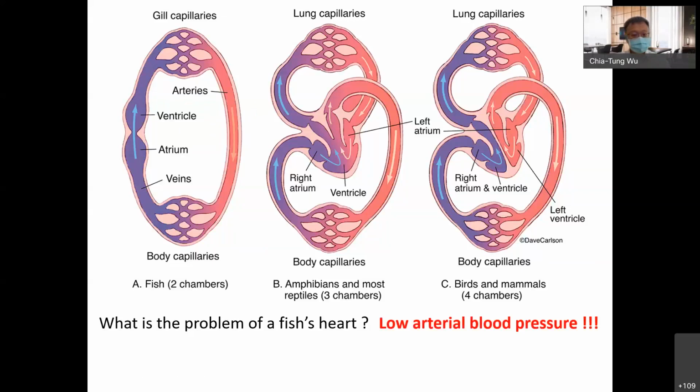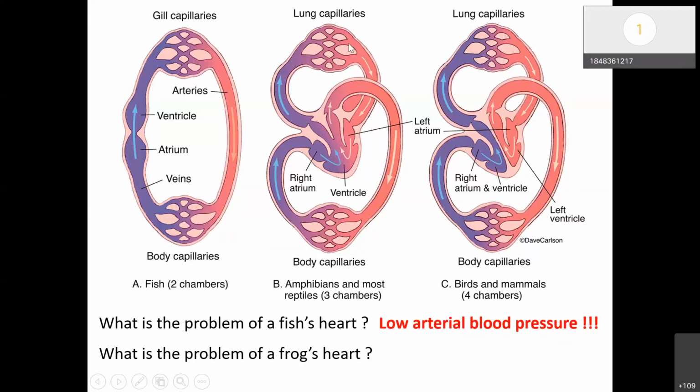move forward. And figure B is the heart of amphibians and most reptiles, such as lizards and frogs. So what's the problem of a frog's heart in this picture? You can see that because the ventricle is not separated, the desaturated blood will mix with the saturated blood, and the oxygenation is not perfect.